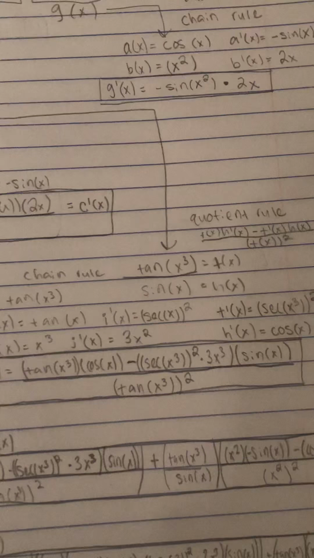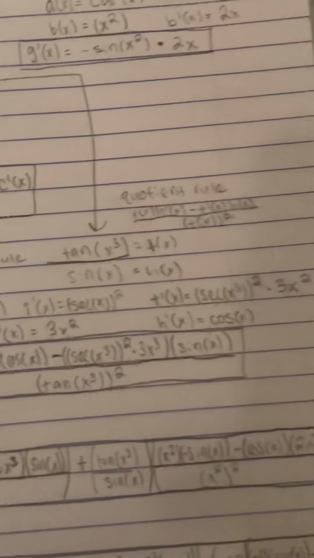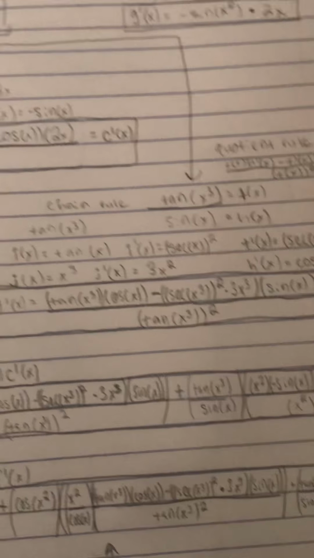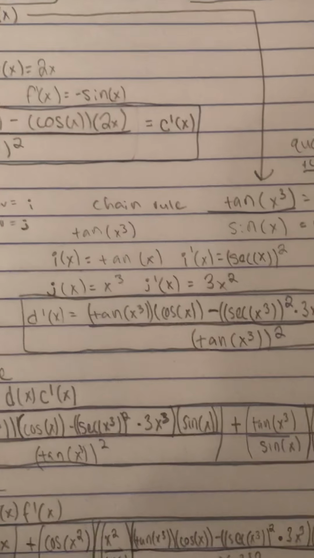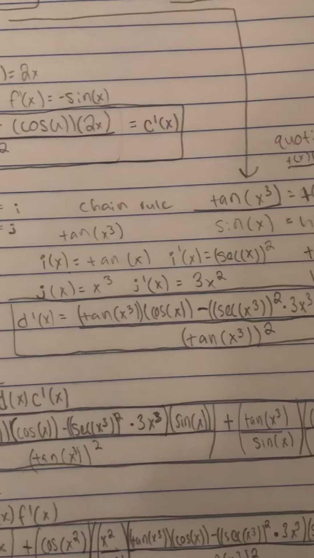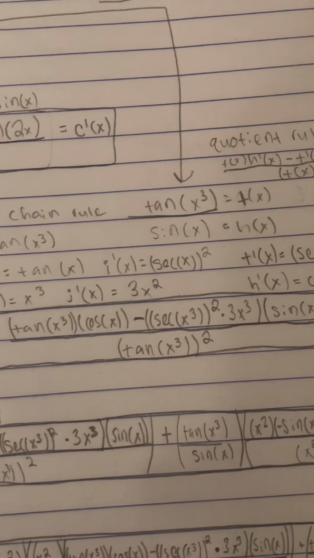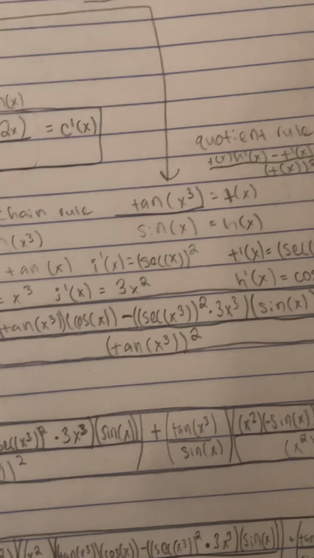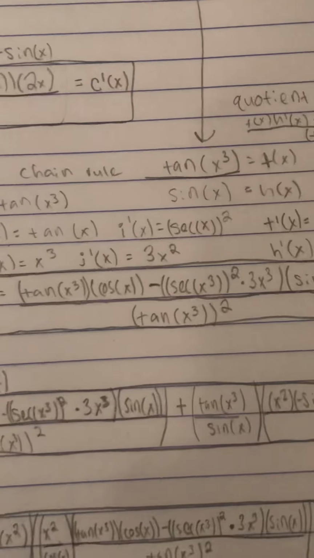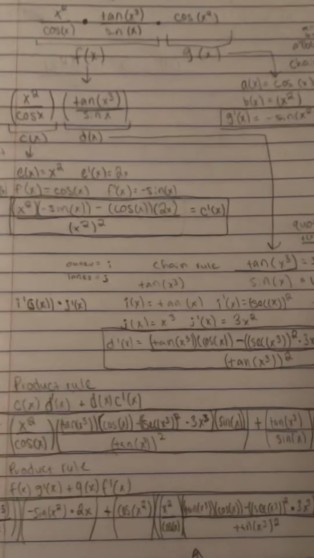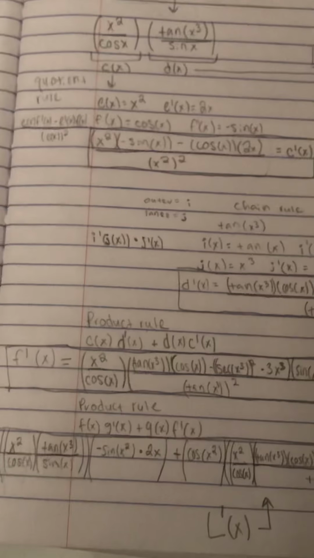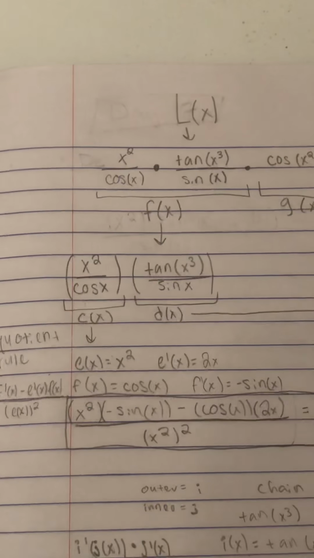And so the derivative of h of x, which is sine x, is just going to be cosine x. So the derivative of d of x, or tangent x cubed over sine x, is going to be tan x cubed times cosine x minus secant x cubed squared times 3x cubed times sine x all over tangent x cubed squared. And that's the d prime of x, and we'll be using that and c of x together to find the derivative of f of x.